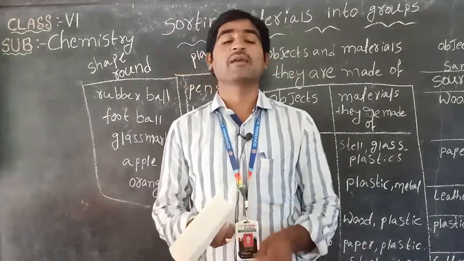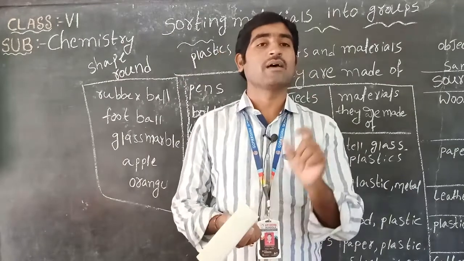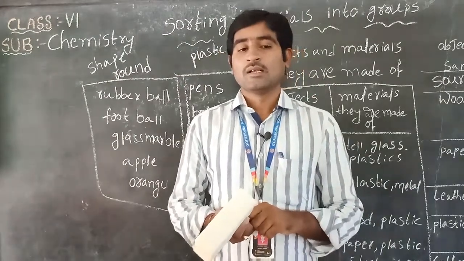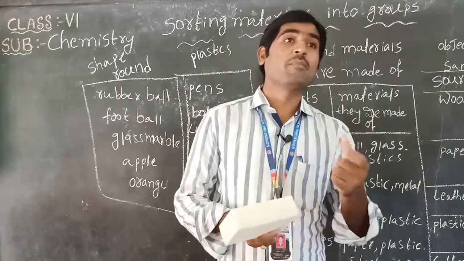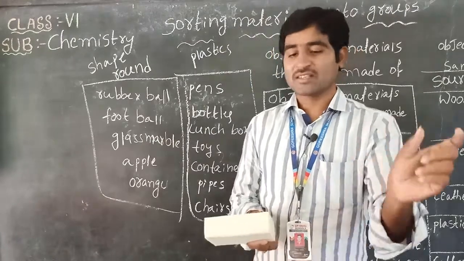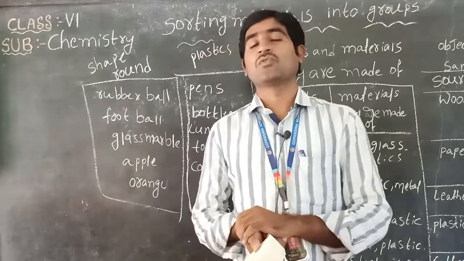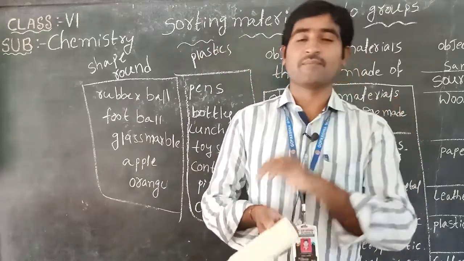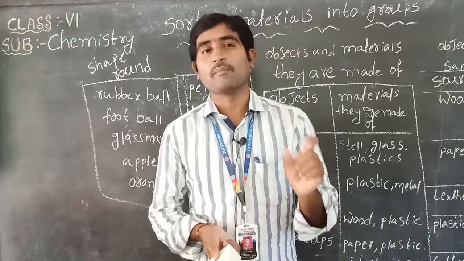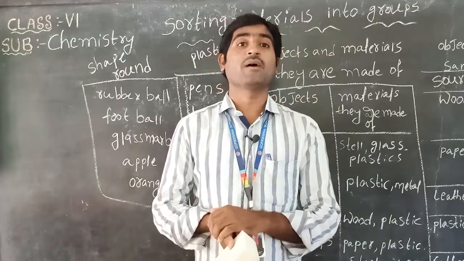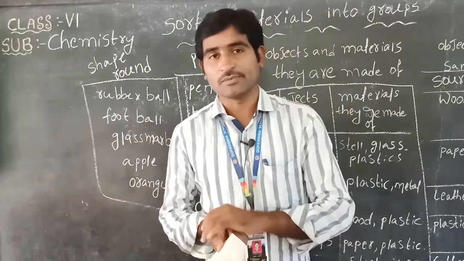That list is going to be arranged, or written, based upon the type of material which is used to make such objects. Mainly, there are two ways to write the list. The first way is the objects which are made up of paper or wood.